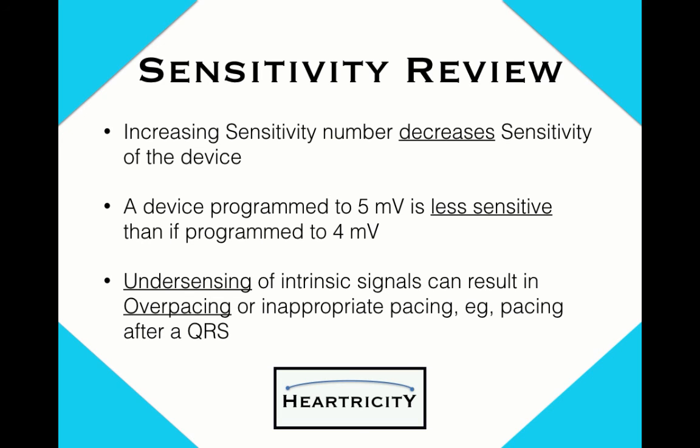So, several key takeaways from the video. When increasing the sensitivity number, for example, going from 2.5 to 6.5 in our example, this decreases the sensitivity of the device. Or, as you can see on this slide, if you go from 4 to 5, again, you're going to decrease the sensitivity. Also, you're going to hear when a device undersenses, it overpaces. And we saw this in this example. Also, when we look at oversensing, we'll see that the result of oversensing is underpacing.